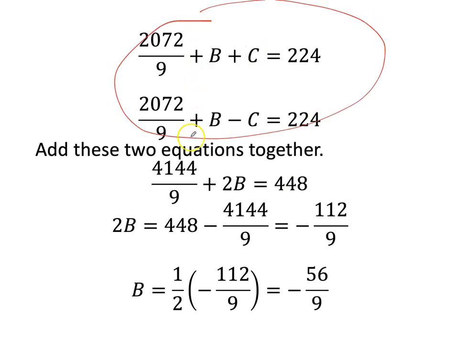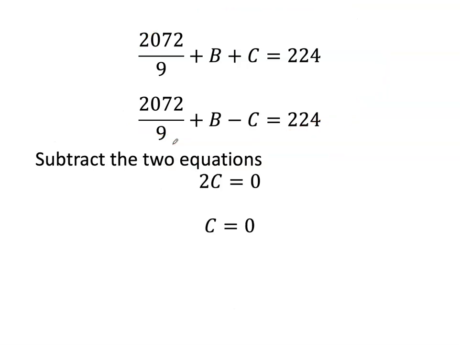Let's add these two equations together to kill off the c's. We end up with 4,144 over 9 plus 2b equals 448. In other words, 2b equals 448 minus 4144 over 9, which is negative 112 over 9. Boy, that frac feature on the TI really helps out here. Divide both sides by 2, or multiply both sides by a half, and we end up with b equals a half times negative 112 over 9. In other words, negative 56 over 9.